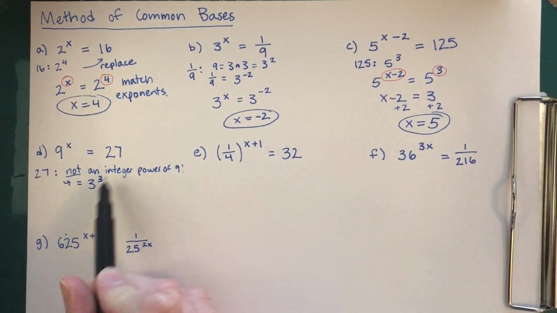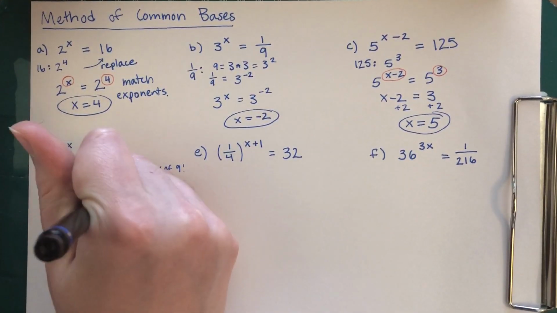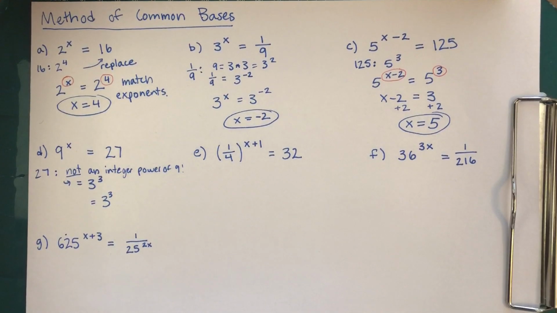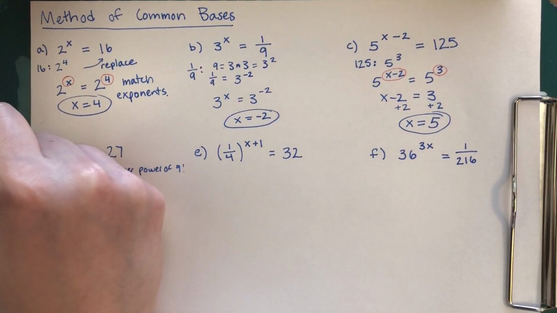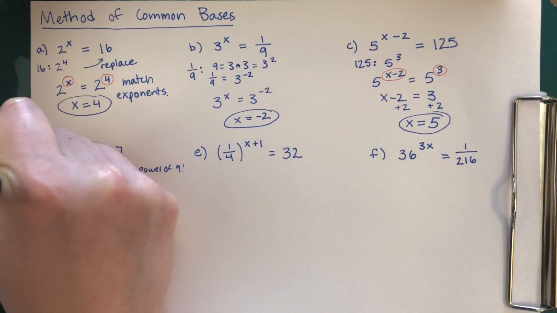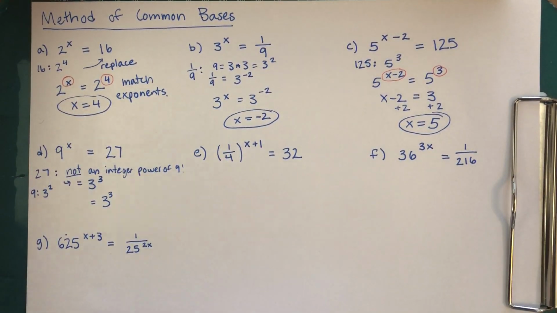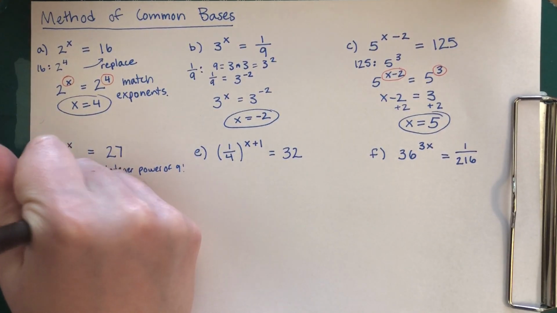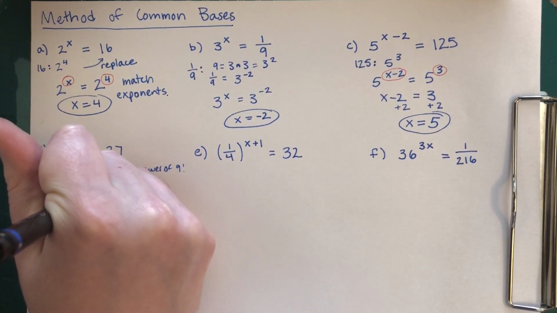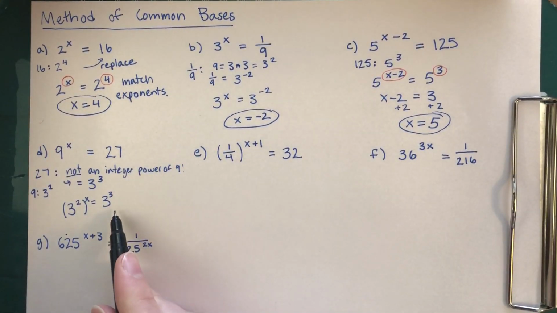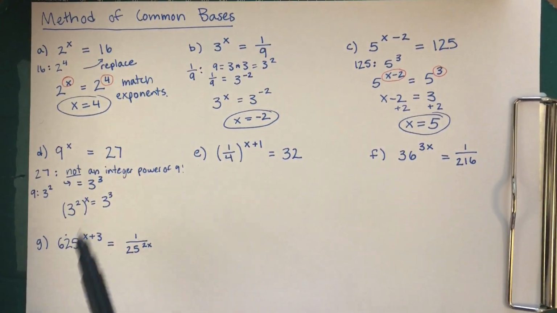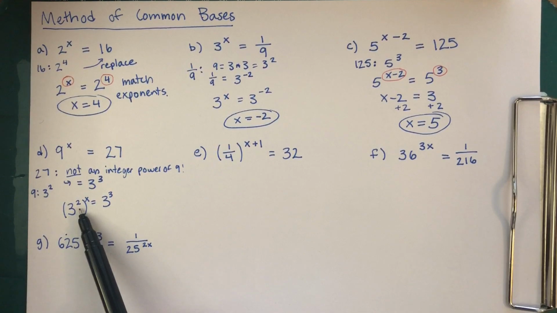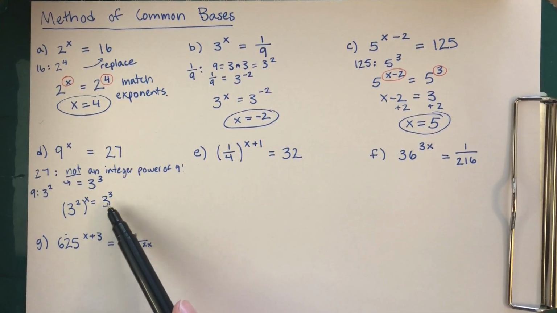So okay, I'm going to replace 27 with 3 to the 3. But if I'm replacing this and I'm getting 3, I want to get the same base on both sides. So that means that I also need to figure out that 9 is 3 squared, 3 to the 2. So I'm going to change 9 into 3 to the 2. And I'm going to change 27 into 3 to the 3. These are both on the list of common exponents. 9 turned into 3 to the 2. 27 turned into 3 to the 3.